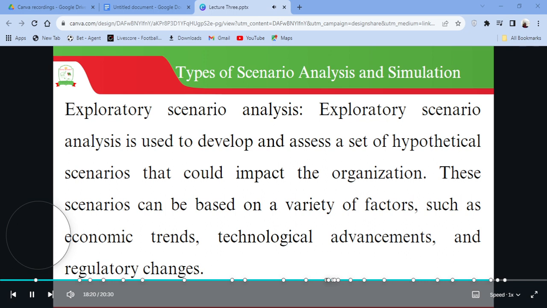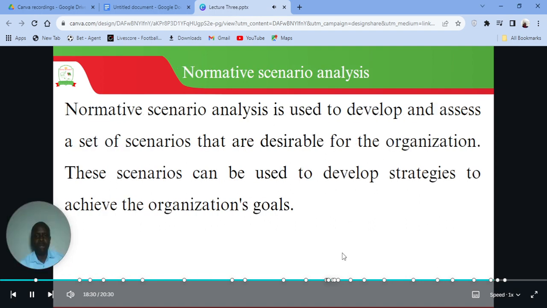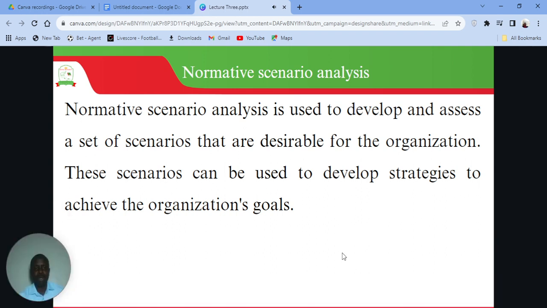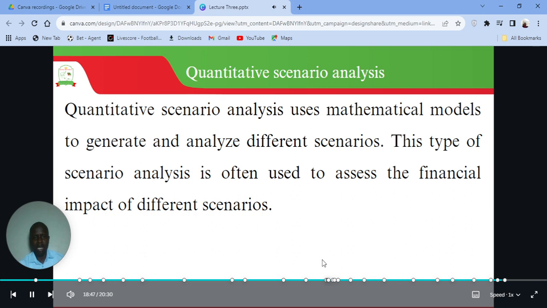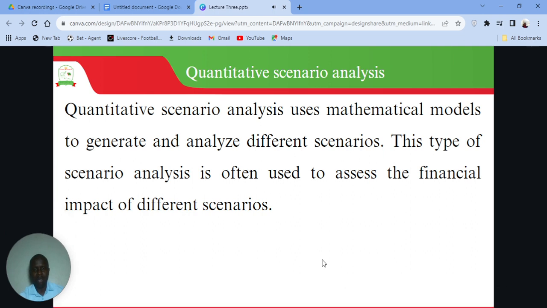And then we have normative scenario analysis. This one is used to develop and assess a set of scenarios that are desirable to the organization. Through this, we can develop strategies to achieve organizational goals. Then we have quantitative scenario analysis. They use mathematical models to analyze different scenarios. This type of scenario analysis is often used to assess the financial impact.